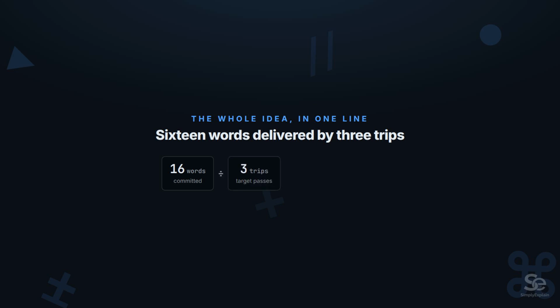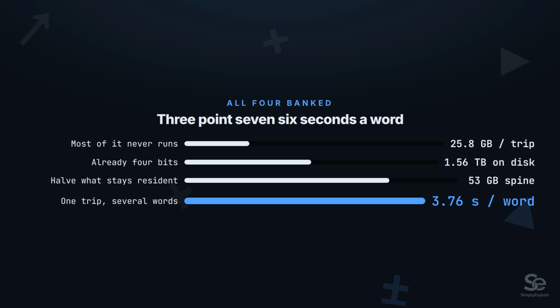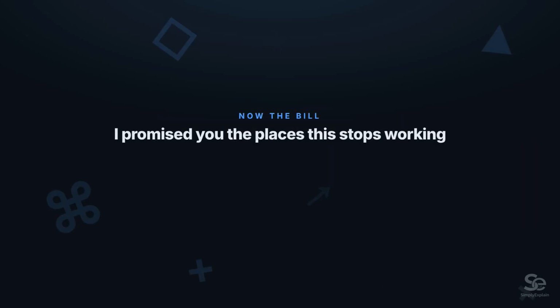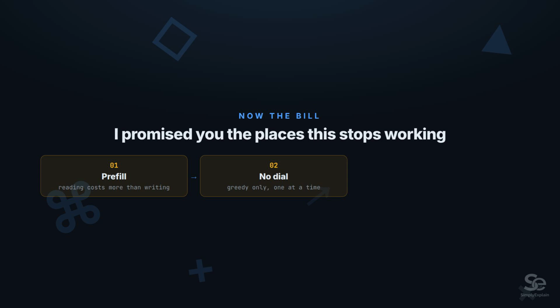The trip never got cheaper. It stopped being charged once per word, which is how you get to 3.76 seconds a word. 4 tricks, and the last one made nothing cheaper. Now the bill, because I promised you the places this stops working. There are 3, and the project is louder about them than I am.